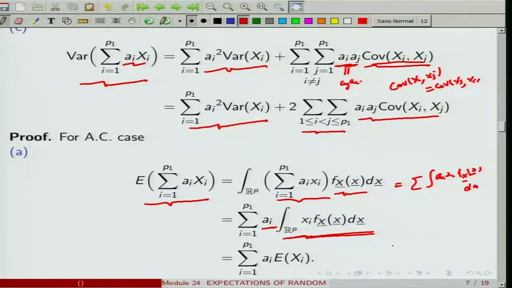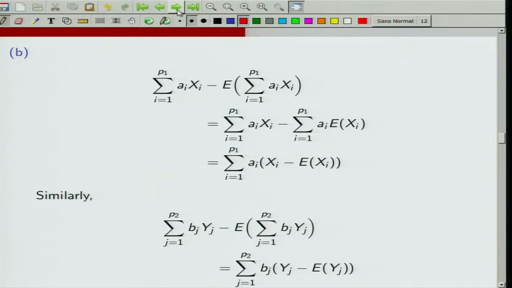So, by a result which we did just now, this is same as expected value of x_i. So, that proves part A, that means expected value of random variables is linear. Expected value of summation a_i x_i is same as summation of a_i expected value of x_i. Now, let us look at the next result, which is about covariance of this quantity and covariance of this quantity.